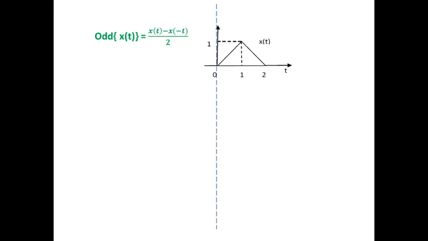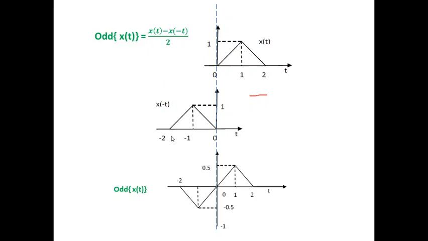So the odd part of the signal x of t is given. Again, as usual, we have found the time reversal version x of minus t. Now we have to perform what? Subtraction, right? So you need to subtract. For the odd part of the signal, you need to perform the difference, that is, at every point x of minus t should be subtracted from x of t. So if you perform the difference, you will be getting it like this.